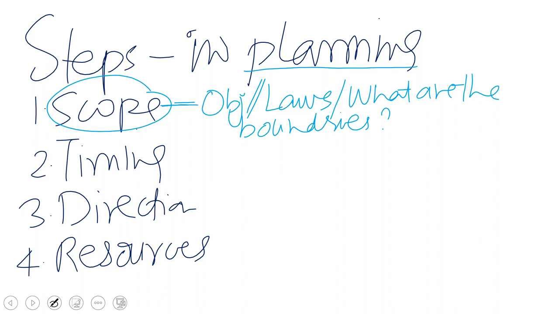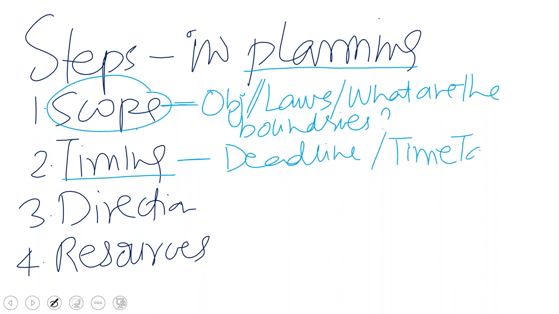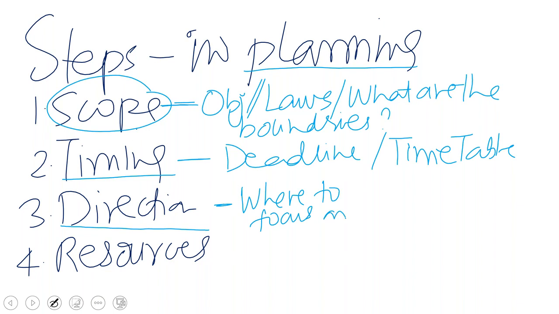Should the auditor know the timings? The timing means should the auditor know the deadlines to plan? Should the auditor make a timetable according to the deadlines? So we do make deadlines, we do make a timetable, right, for achieving a deadline, that is timing. Direction, should I know my direction? Should I know where to focus on? In a question I'm doing, what is my focus? Being an auditor, where should I focus on?